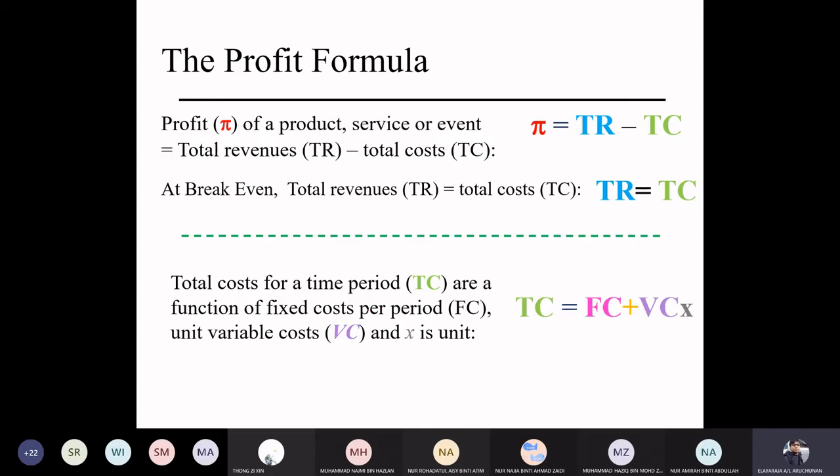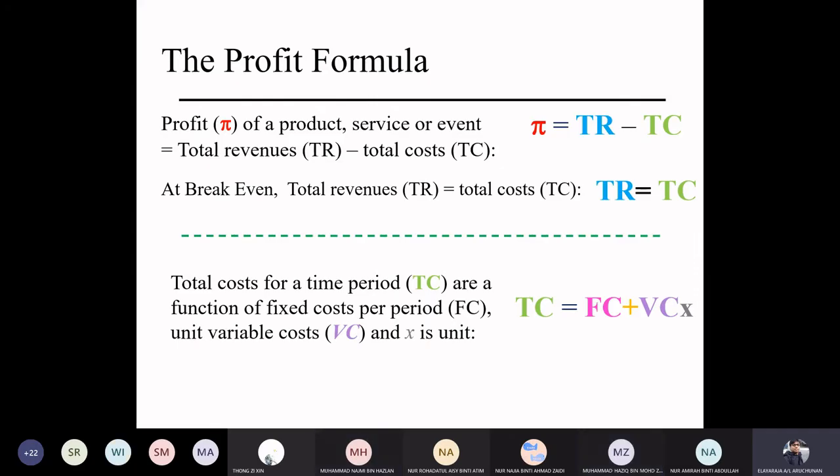Sometimes, if you're not given any figures for the units, you just add these two figures, which is fixed cost plus the variable cost. At this point, any question? Is it clear? Clear, yes, doctor. Okay, well done.